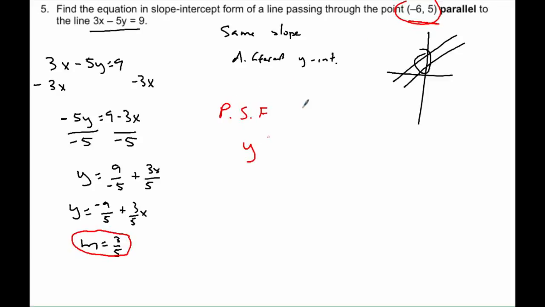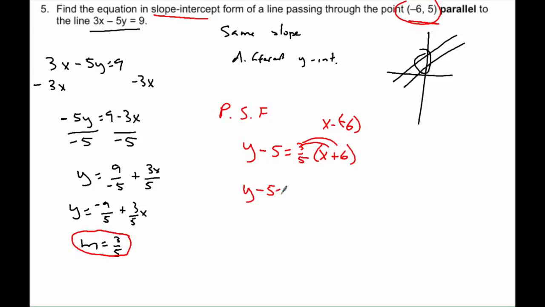So this is my x1, y1: y minus 5 is equal to 3/5 times x plus 6. The reason it's plus 6 is that a negative becomes positive when you're adding and subtracting integers. Then I need to go into slope-intercept form, which is what we just did in the last question. I'm going to use the distributive property here, or you can use 0 for x, it's up to you.